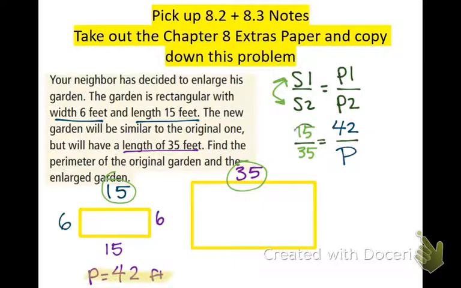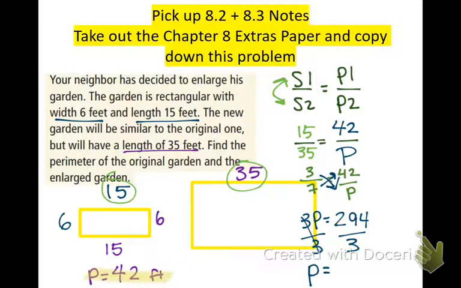Sure. Okay. What are both 15 and 35 divisible by? 5. How many times does 5 go into 15? 3 times. How many times does 5 go into 35? 7. So even if you didn't reduce, you get the same answer. You just have bigger numbers to multiply. So we're going to cross multiply. 3 times the perimeter, and then 7 times 42, which is what? 294. Divide by 3. Perimeter is 98 feet.